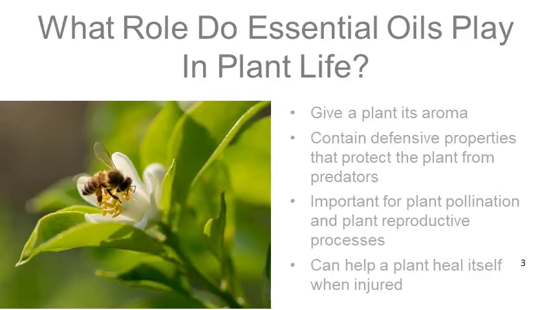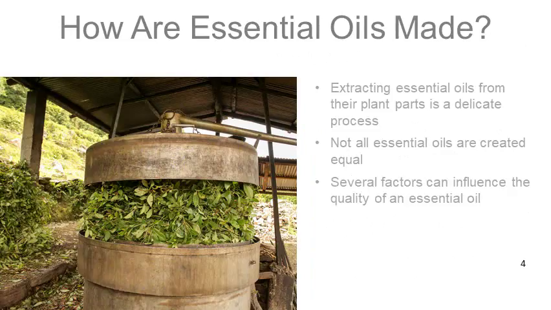Now that you understand where essential oils come from, you might be wondering, how does an essential oil get from the plant to the bottle? While it is relatively easy to know where to find essential oils, it requires a delicate scientific process to grow and care for the plant, extract the oil, and process it properly so that it can be useful. Extracting essential oils from their plant parts is a delicate process.